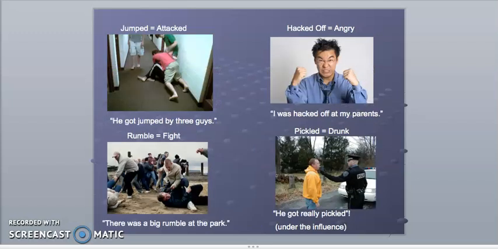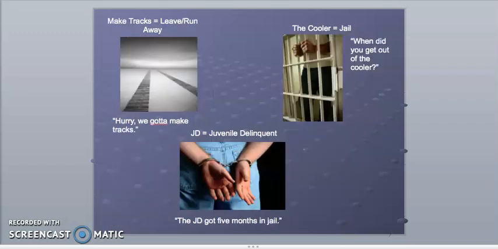A lot of the kids start smoking at a very early age, and we see that throughout the novel. The word jumped means to get attacked. He got jumped by 3 guys. To be hacked off means to be angry. I was hacked off at my parents. A rumble is a fight, so if they're saying I'm getting ready for a rumble, or there was a big rumble at the park, that means there's a fist fight going on. To be pickled means to be drunk or under the influence of something, so he got really pickled.